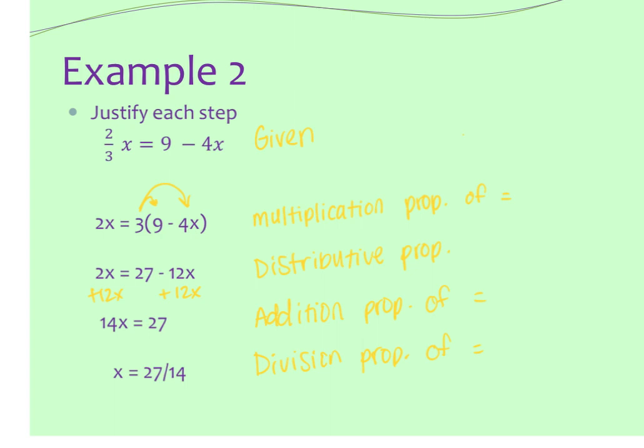So normally, this two-step equation we would have done just by, you know the steps, multiplying by 3, or adding 12x to both sides, and then solving for x by dividing by 14. But now we have to justify each step that we're using a property of equality. All right, so example 3.